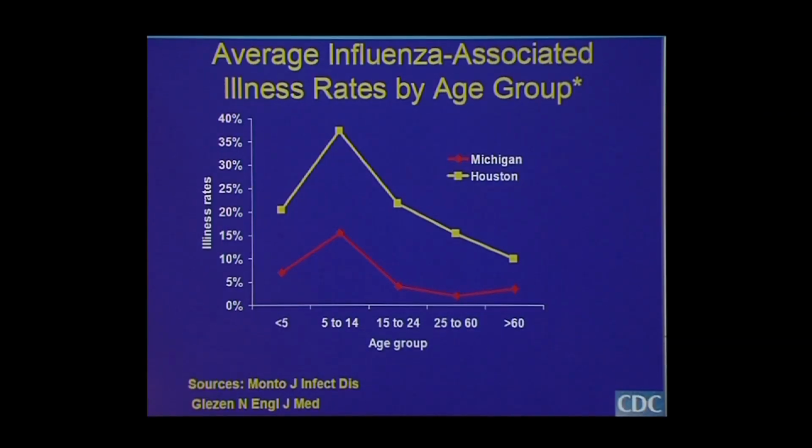This slide was done by Monto, who is like an influenza god, and it was actually done in the 60s. He looked at a large outpatient clinic setting and identified that when influenza first shows up, the burden of disease is really in the school-age population. They shed a lot, there's a lot of mucus flying around, but it's really in the school setting where most of the acute influenza occurs.